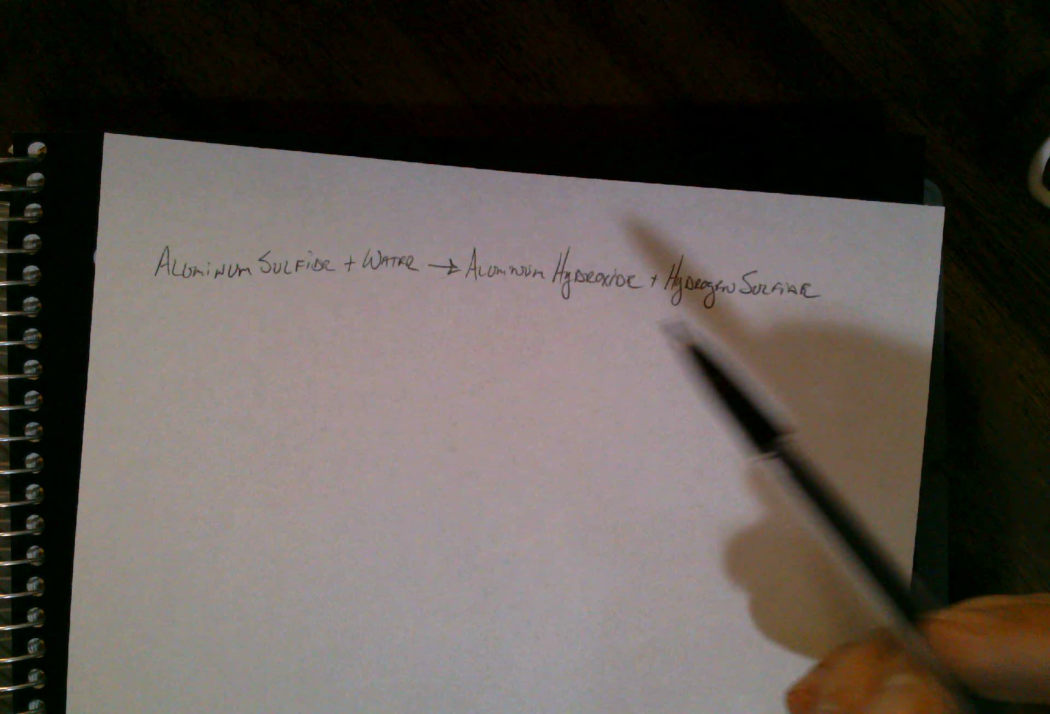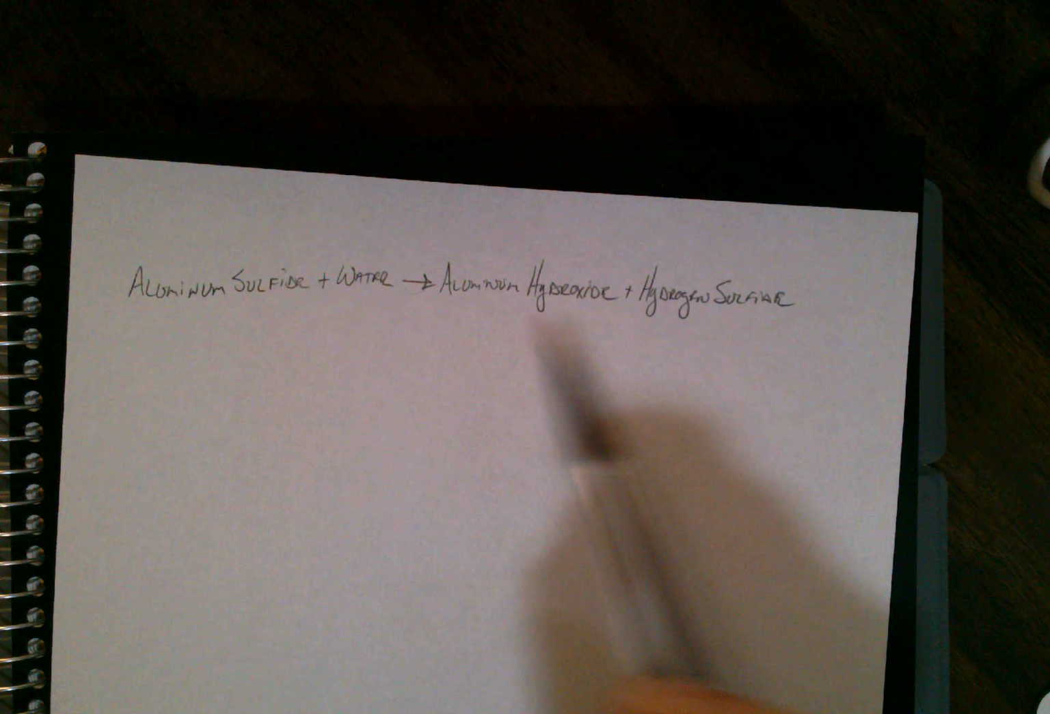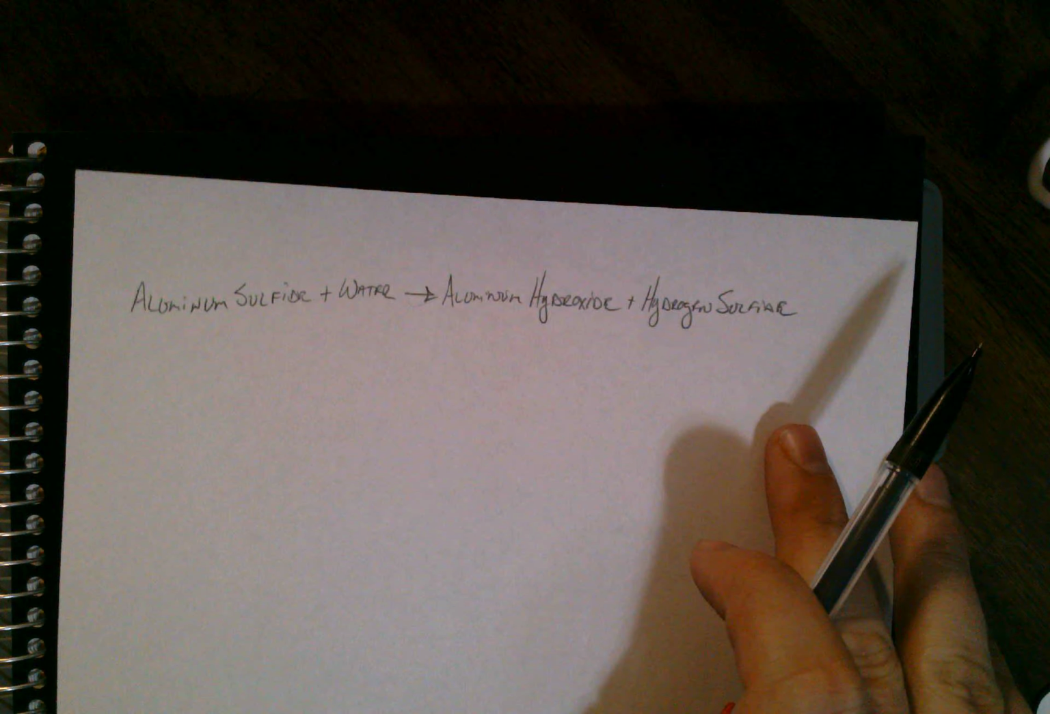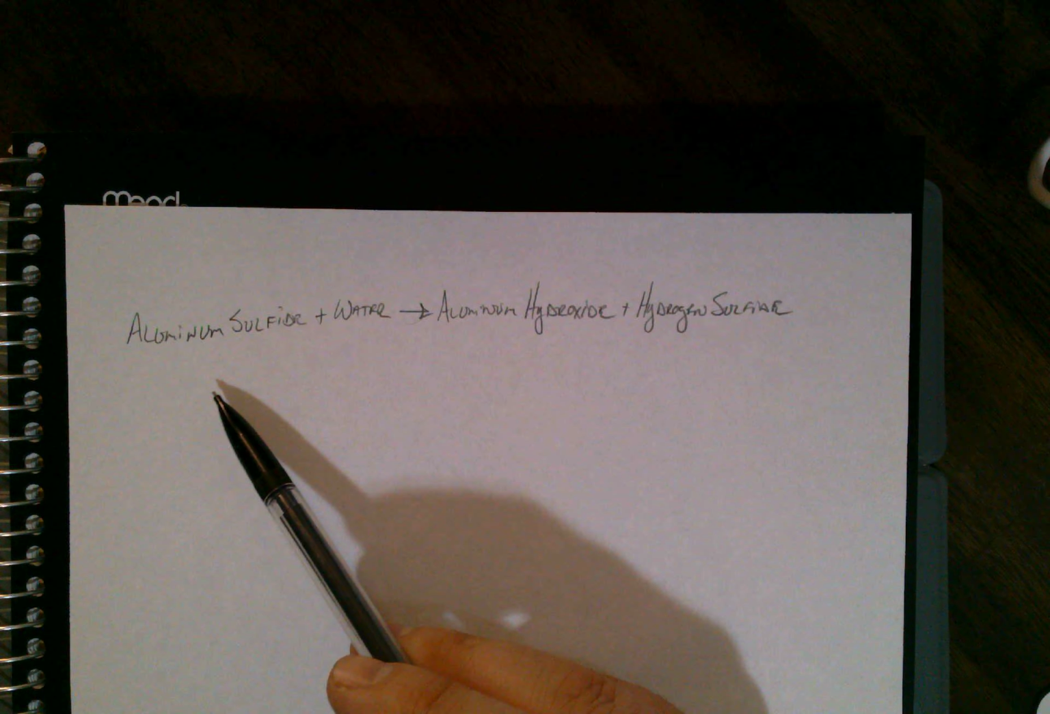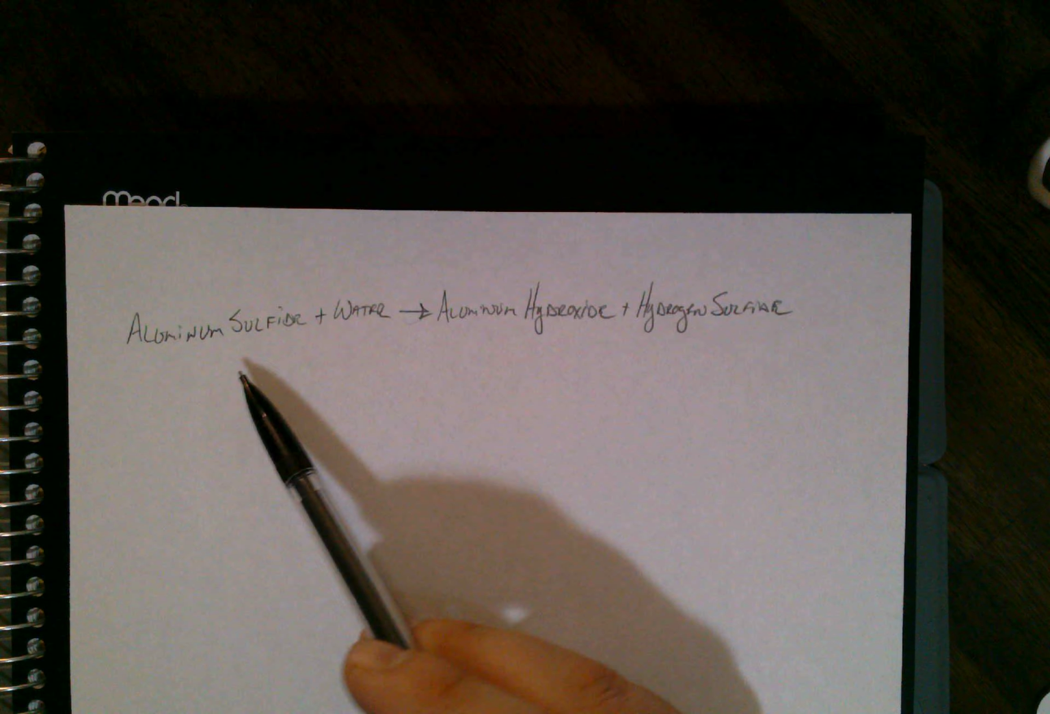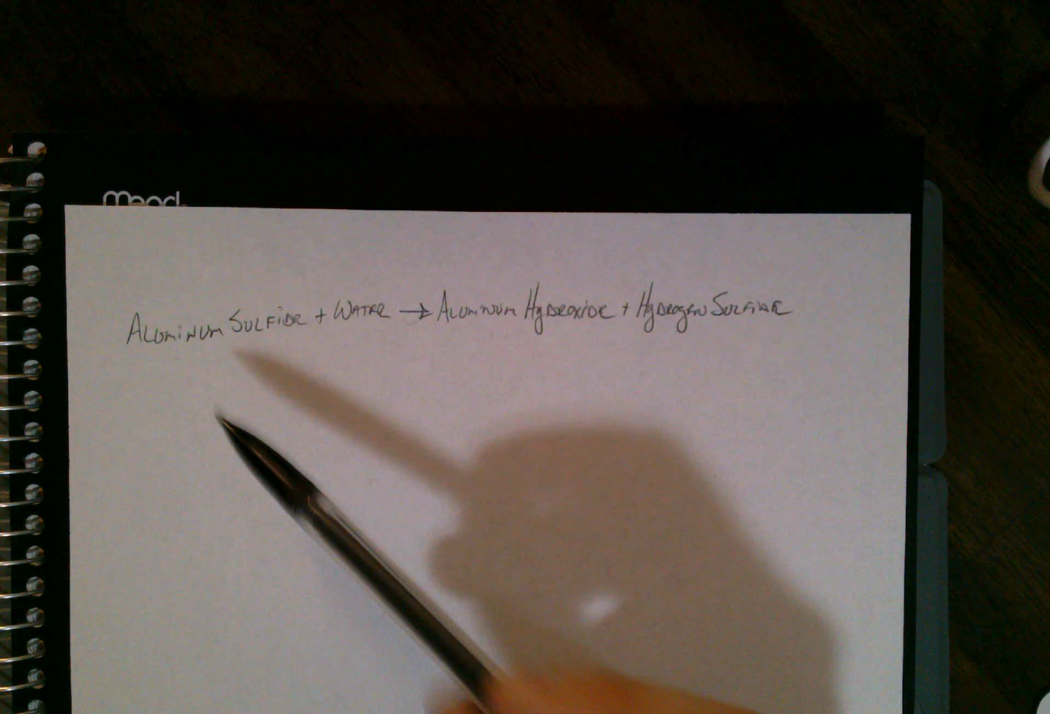If you were trying to make aluminum hydroxide, you could do it by mixing these two. You get a little runoff of hydrogen sulfide, or maybe that's what you're trying to make, and the byproduct is aluminum hydroxide. Either way, you start with two ingredients, and it becomes two ingredients. So the first thing that you have to do is decide what the chemical formulas are for these different descriptions.